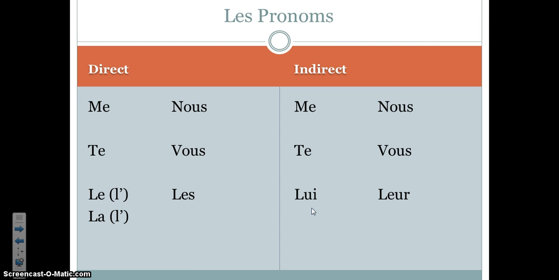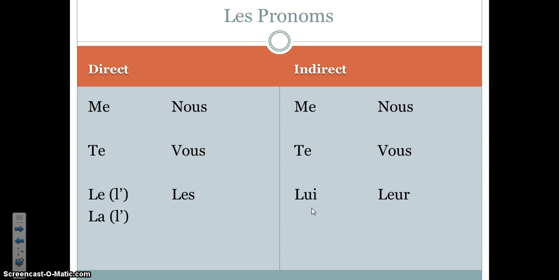And then what are your 6 indirect object pronouns? They are me, te, nous, vous again, and then lui and leur. Notice that with lui and leur, there's no distinction between masculine and feminine. Also, note that the direct and indirect object pronouns for the first and second person are exactly the same: me, te, nous, vous. So anytime the first or second person is receiving the action, whether directly or indirectly, it's the exact same word, so it makes it a lot easier for us.